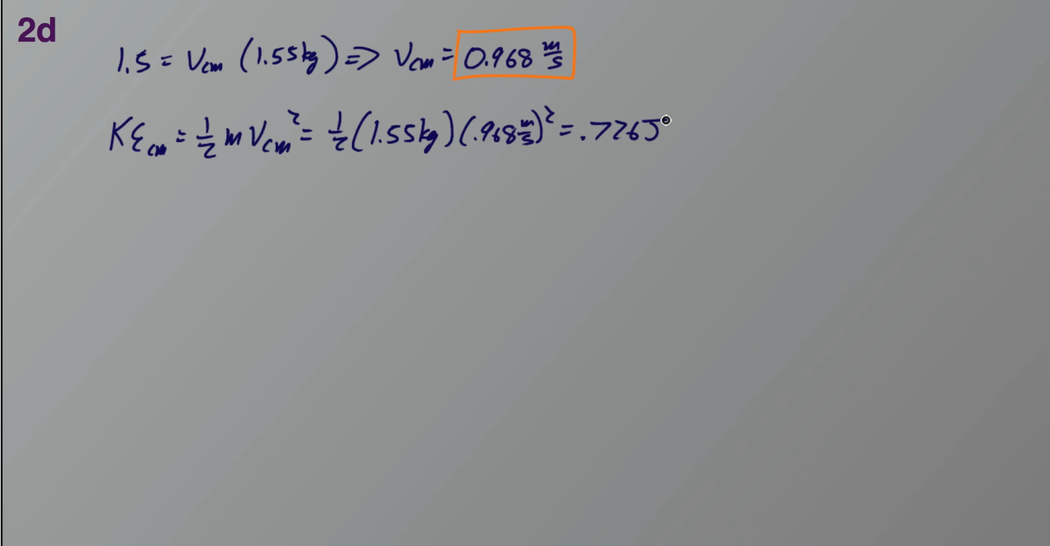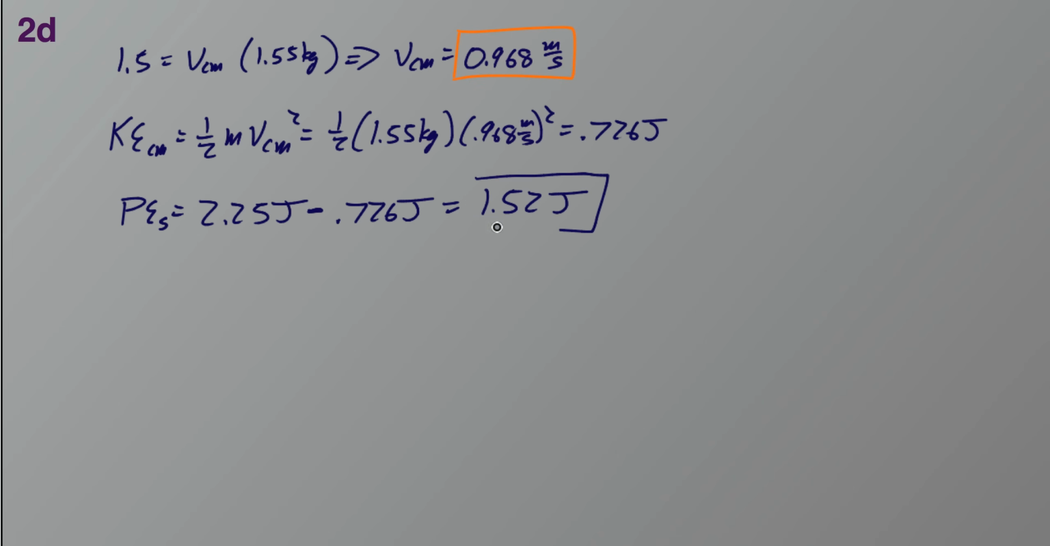joules. Now we know we initially started with 2.25 joules, all kinetic energy. Conservation of energy says that we didn't create or destroy energy. Therefore, the maximum potential energy in the spring will be our initial total energy, 2.25 joules, minus what we have in kinetic energy, 0.726 joules, which leaves us with about 1.52 joules as the maximum we can store in that spring. And I think that covers us pretty well for number 2.